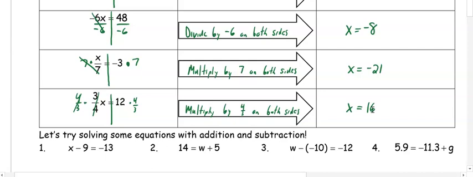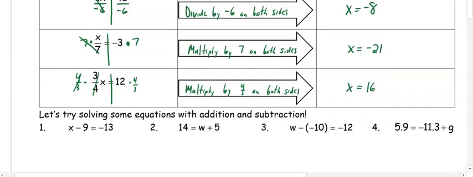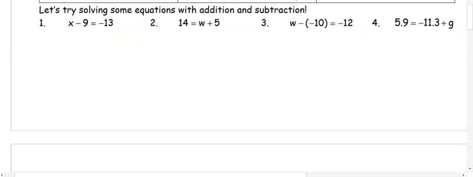So let's practice some more equations. So in number 1, we have x minus 9 equals negative 13. So we can split our two sides. Because it's minus 9, the inverse is to add. So we're going to add 9 to both sides. And we get x equals negative 4.